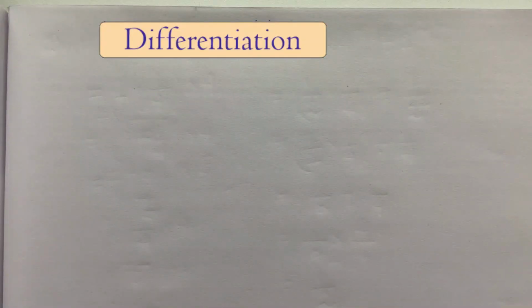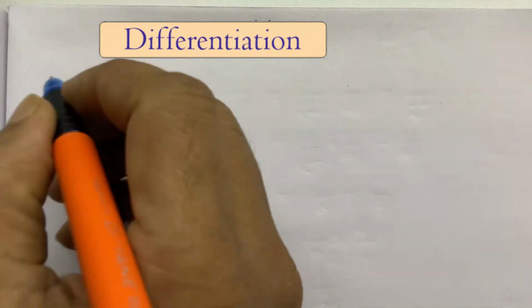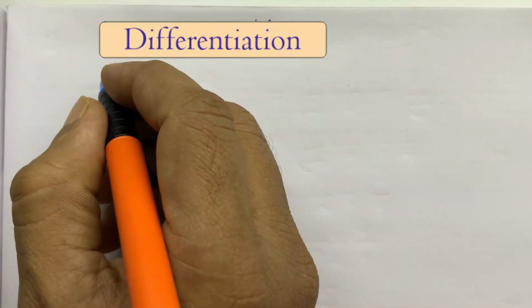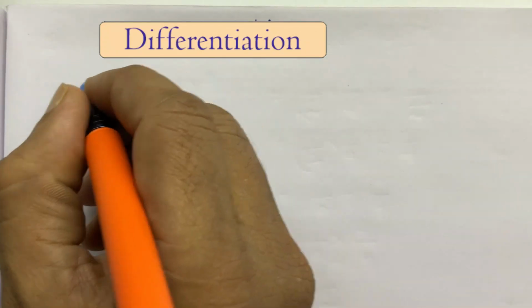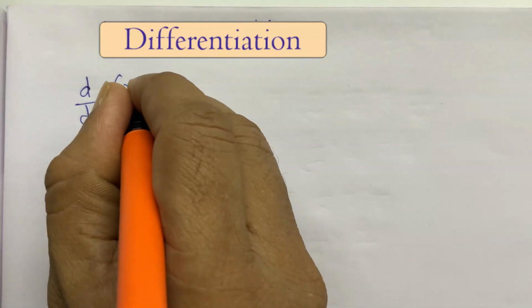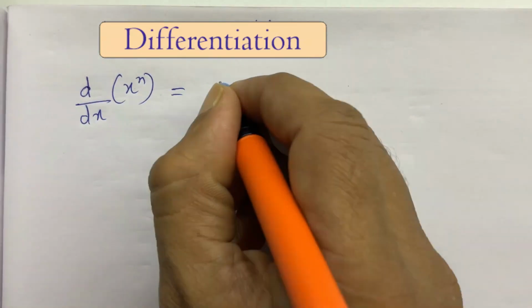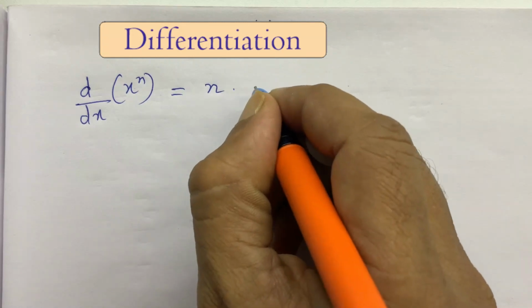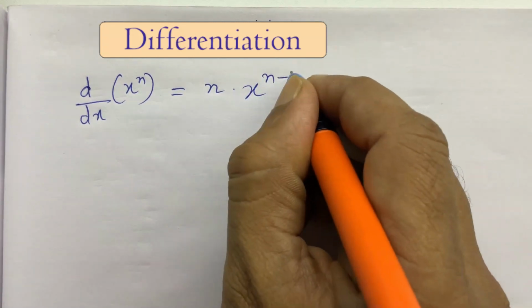Differentiation will be one of the easiest if you can remember these few formulas and few rules. So first, a very common formula you will encounter is d/dx of x to the power n, and this formula will be n x to the power n minus 1.